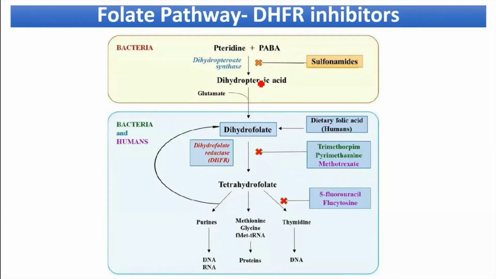Now when this dihydropteroic acid takes up glutamate, it forms dihydrofolate. So this is what bacteria are doing. So from where do humans get this dihydrofolate? They get it from diet. So your dihydrofolic acid, humans get it from their diet, and then it is converted to tetrahydrofolic acid. And for conversion of DHF, dihydrofolic acid or dihydrofolate, to THF, tetrahydrofolate, the key enzyme is dihydrofolate reductase, and that is inhibited by all your agents here, trimethoprim and pyrimethamine.